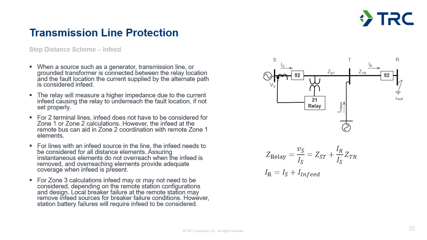So it's basically your current through one terminal is not going to be the same as the current through the other terminals, which is going to impact what the relay sees for apparent impedance measurements during that fault. So in general, your relay is going to end up measuring higher impedance and cause the relay to underreach the desired location when the infeed is present.